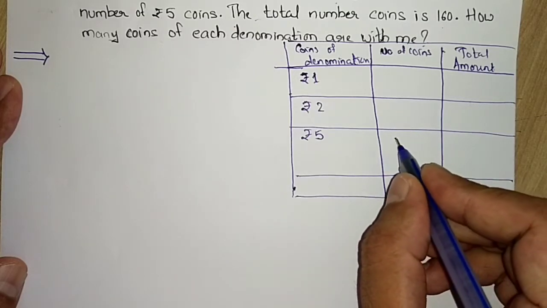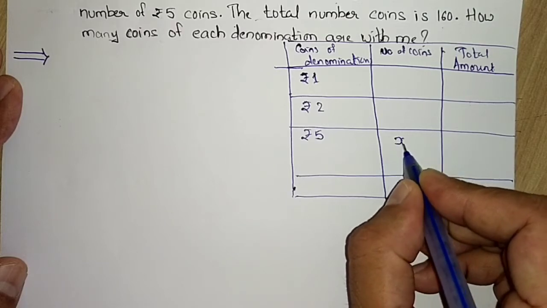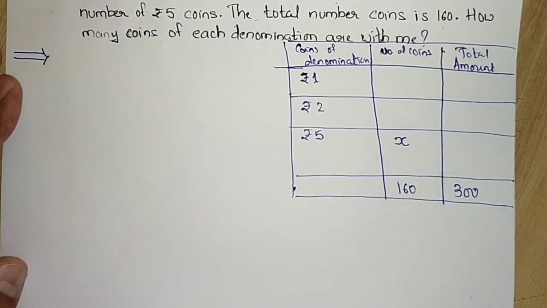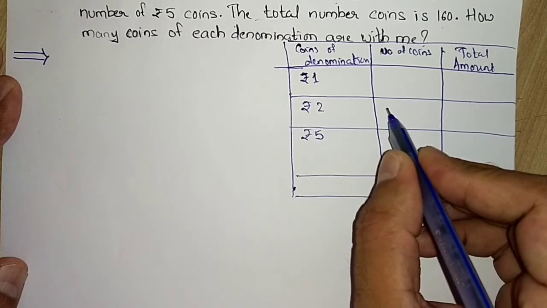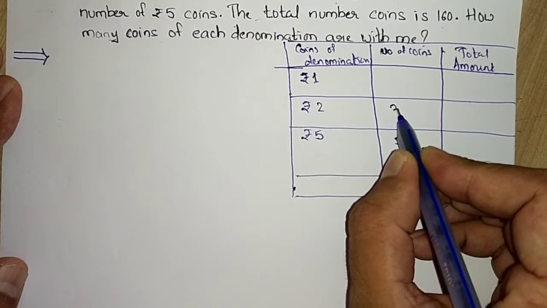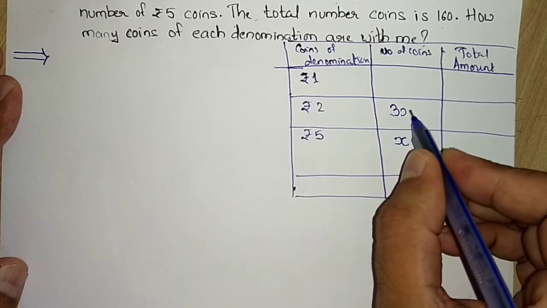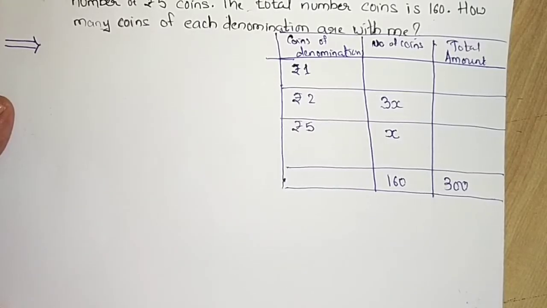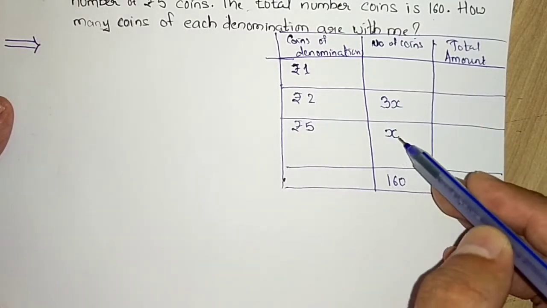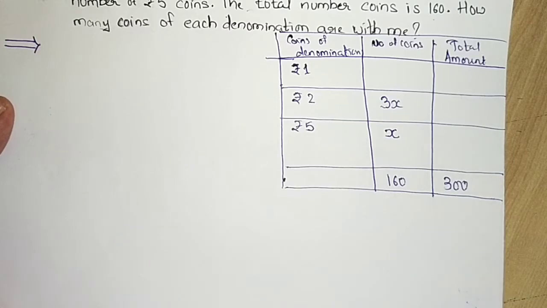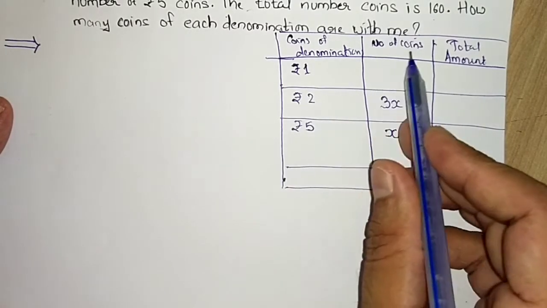So let me suppose that the number of rupees 5 coins with me is x. According to the question, how many coins of rupees 2 will be with me? It will be 3 times the number of rupees 5 coins, so it will be 3x. So students, I have got the number of coins of rupees 2 and 5 according to the hint. Now I have to find the number of coins of rupees 1.